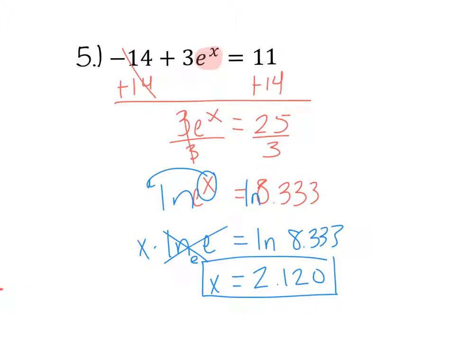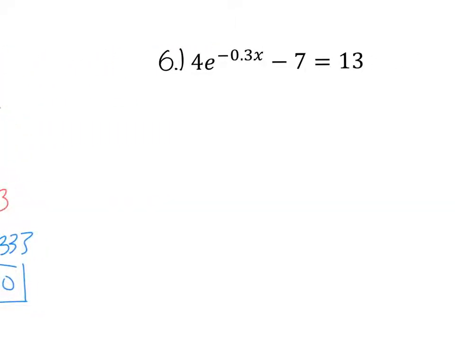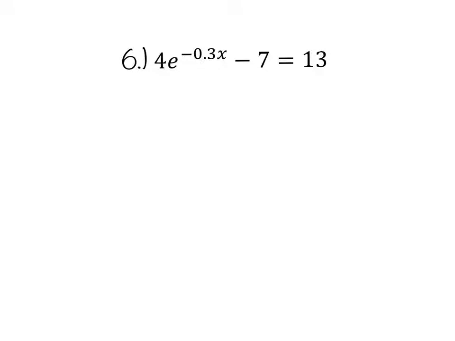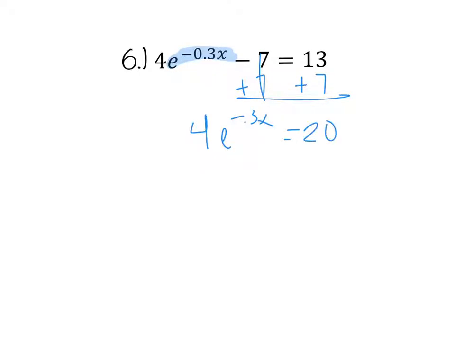Okay, one more. I feel like we should maybe just do one more here, just to get a little bit more practice. So again, this is another one where we have a base e, and we do need to isolate that base. So I'm going to add 7. That'll give me 4 e to the negative 0.3x equals 20. Divide by 4, divide by 4. E to the negative 0.3x equals 5.